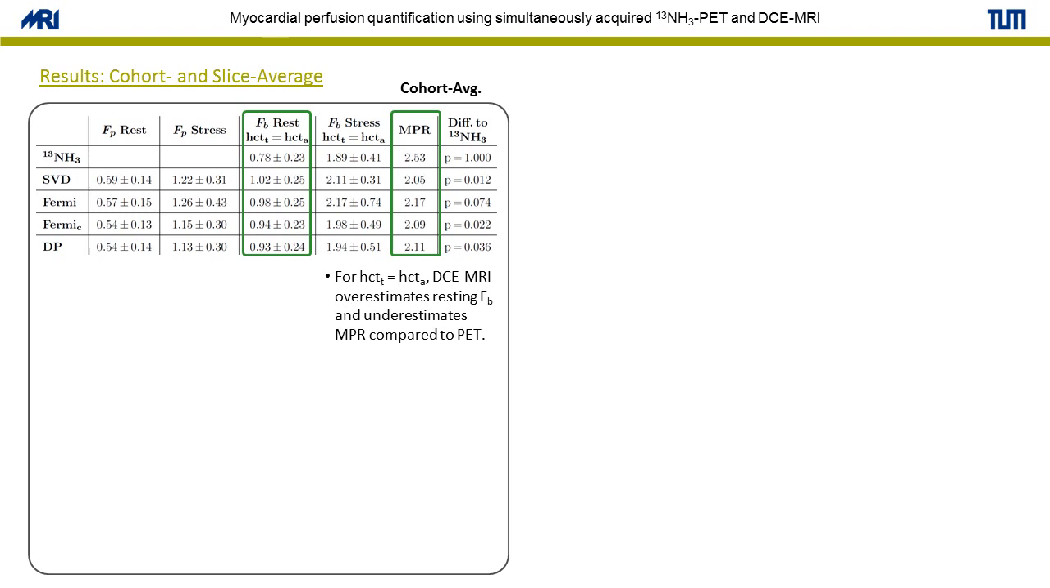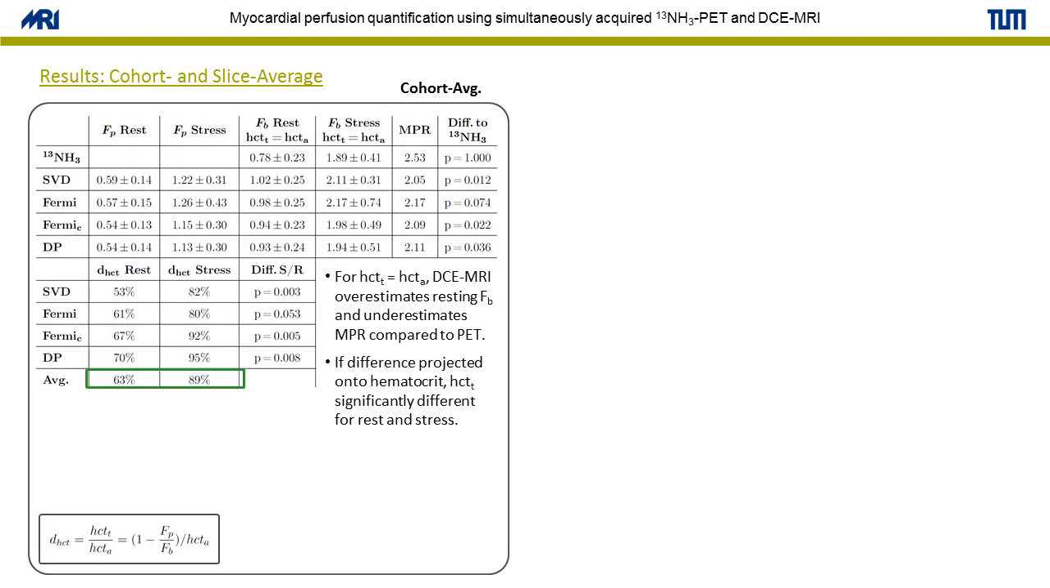overall slice average results across all patients. For all 4 models, it can be seen that MRI-derived blood flow results overestimate PET results, especially at rest, if we assume tissue hematocrit being equal to arterial hematocrit. This in turn leads to an underestimation of the myocardial perfusion ratio for MRI when compared to PET.